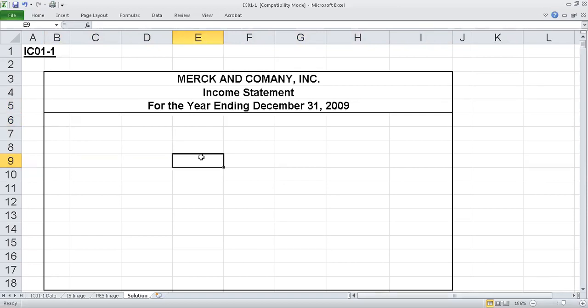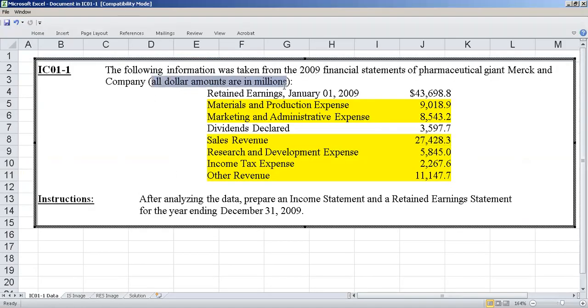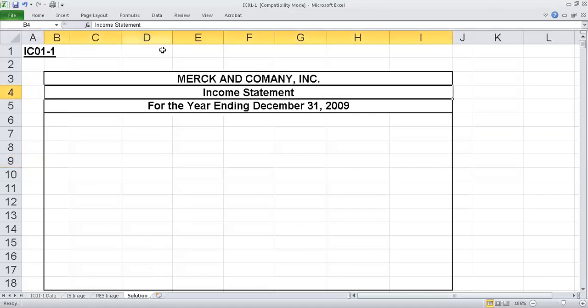But we need to do one more thing to this header. And it has to do with all dollar amounts are in millions. We have to present what's called a modifier. We have to tell the reader of this income statement that, hey, this is not in whole dollars. This is a departure from whole dollars. Modifier will be presented in parentheses after the name of the statement.